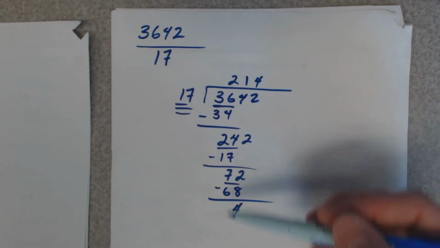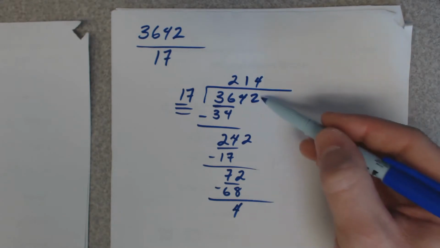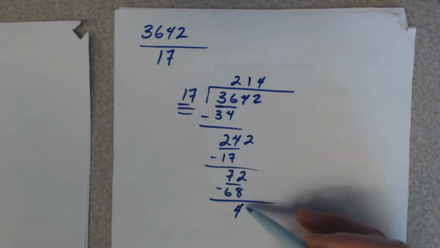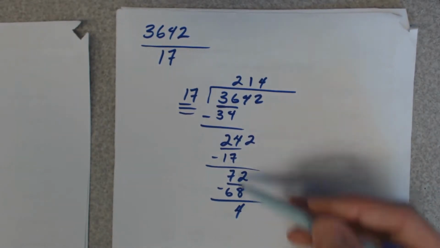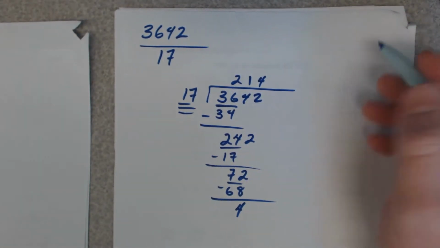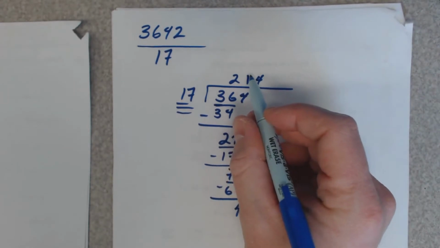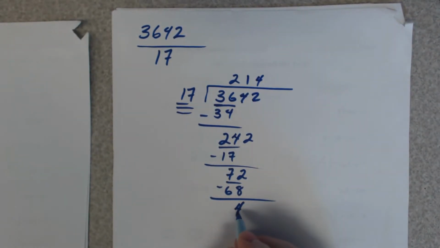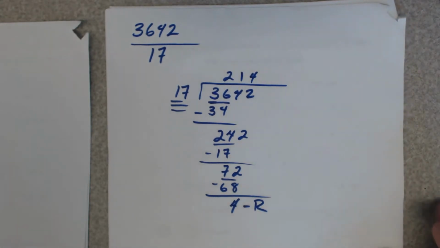And at that point, I'm out of numbers, right? I brought down the 42. I brought down the 2. There's nothing else to bring down. I'm just left with a 4, and I can't turn 17 into a 4 by multiplying by a whole number. So that's it. I get 214 plus a remainder of 4. Or remainder 4. I remember in elementary school they said R4, which is ridiculous.